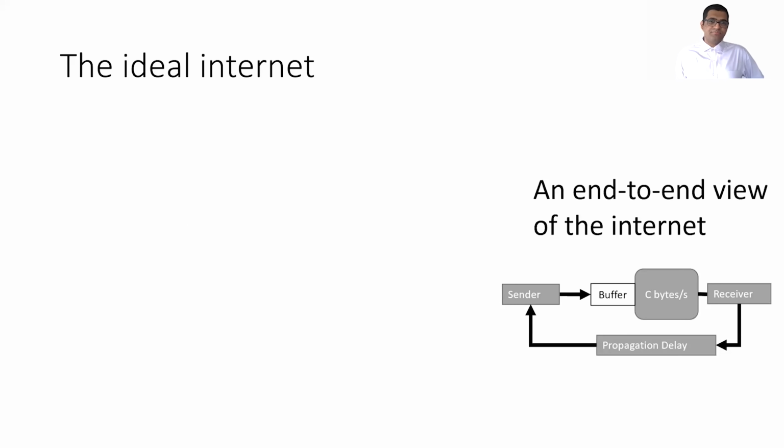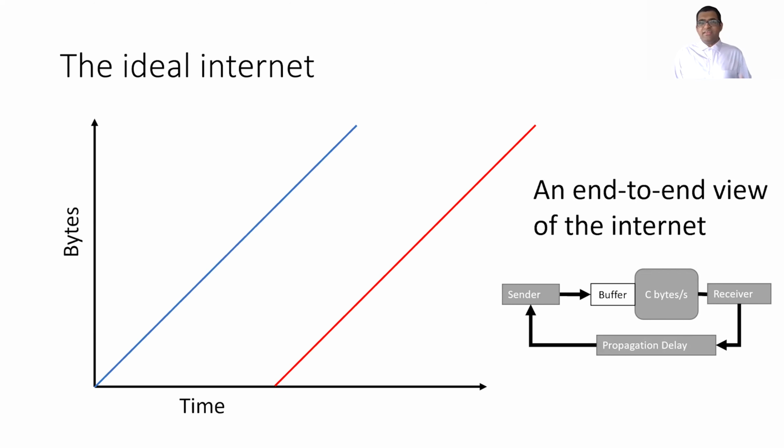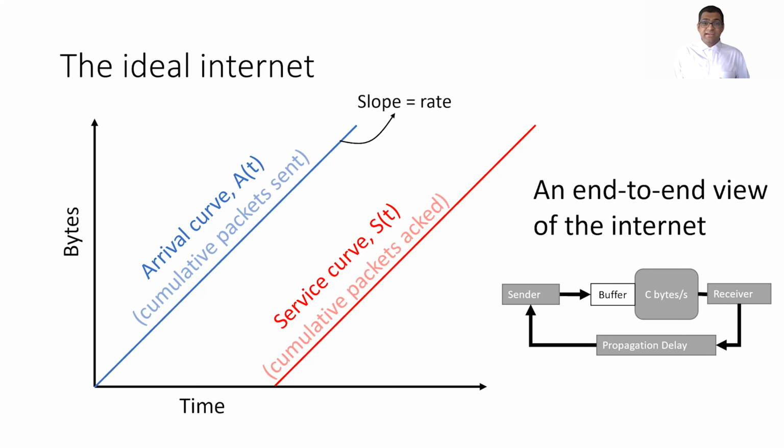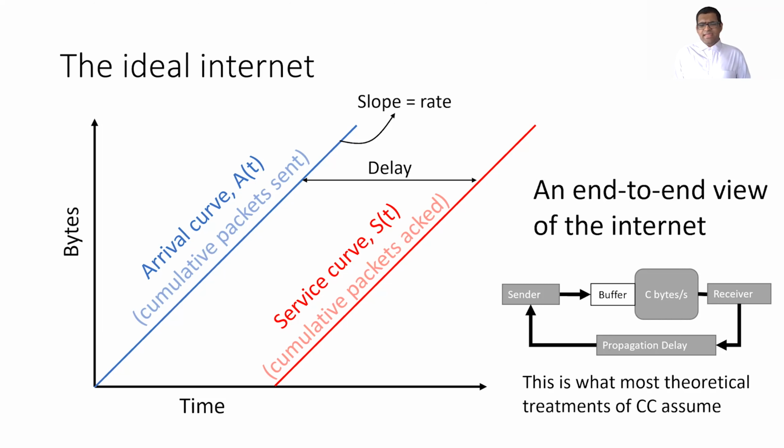We said that congestion control is hard because the internet can do a large set of things. What are some examples? First, this is the ideal view of the internet, where the sender and the receiver are connected by a single constant bitrate bottleneck link, and there's a fixed propagation delay. We can represent this graphically as shown here. The blue line is the arrival curve. This is the cumulative number of packets that have been sent. The slope of this curve is the rate at which packets are being sent. The red line is the service curve, and the gap between these two is the delay. And this is what most theoretical treatments of congestion control assume the internet looks like.